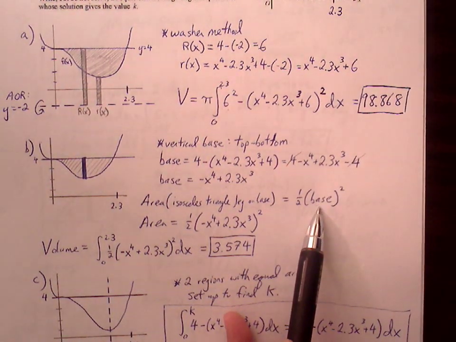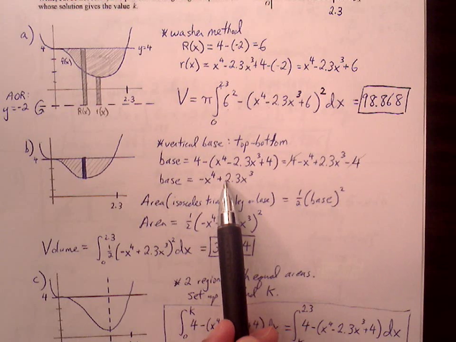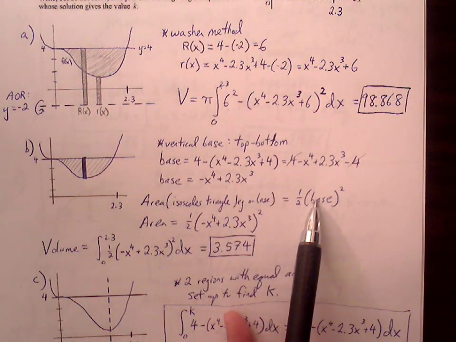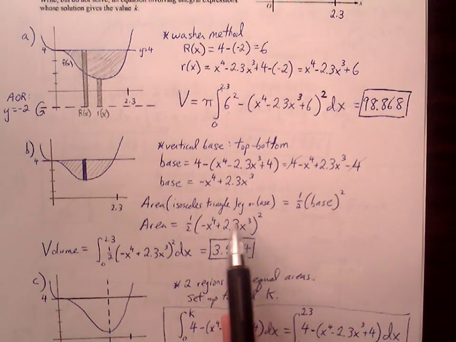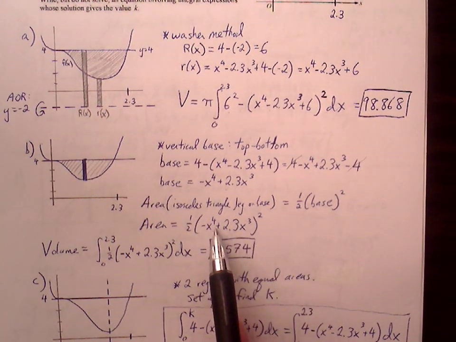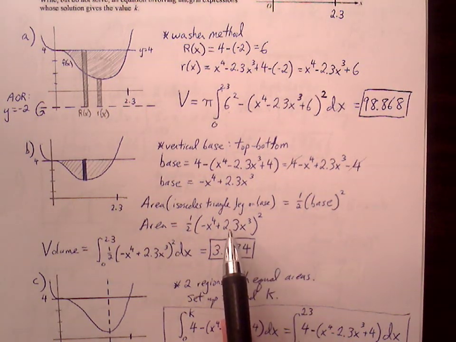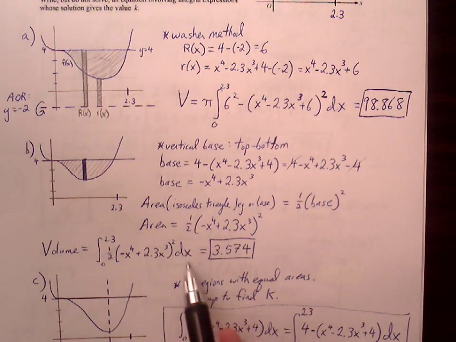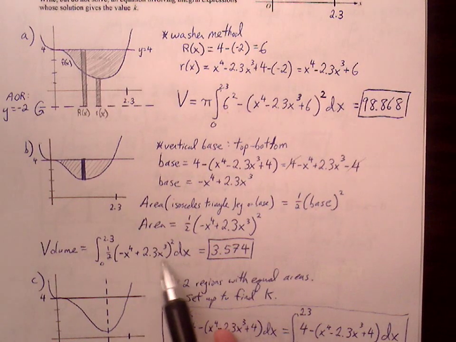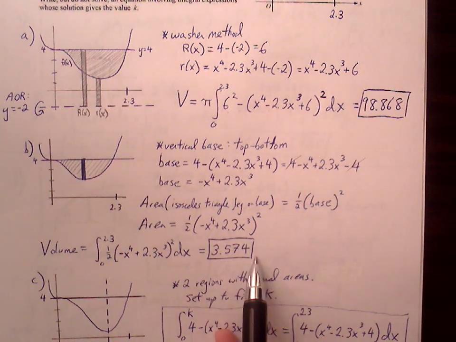Once we have this formula, we're going to adapt it to our specific problem. We put our base expression in for the formula for area. So we have 1/2 times negative x to the 4th plus 2.3x cubed, quantity squared. We move from our two-dimensional expression to a three-dimensional expression with the integral and dx at the ends. And all this is going to be calculator work, math 9, definite integral. We get 3.574.